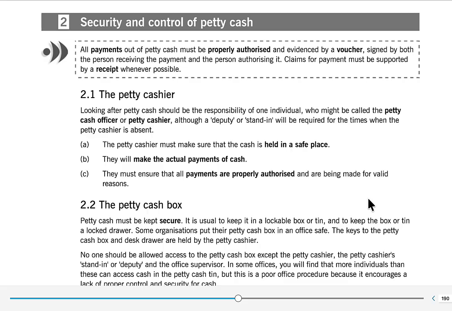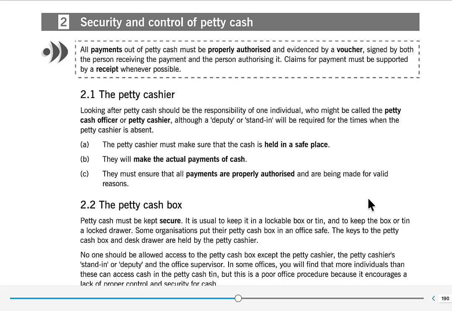The petty cashier is the person in the business who keeps the petty cash money, gives out small cash payments when approved, and records every petty cash payment properly. So you can think of the petty cashier like this. The petty cashier is the keeper of small cash in the office. They are trusted to look after it and control it. Sometimes there can also be a deputy petty cashier. That means a backup person who helps when the main petty cashier is absent.